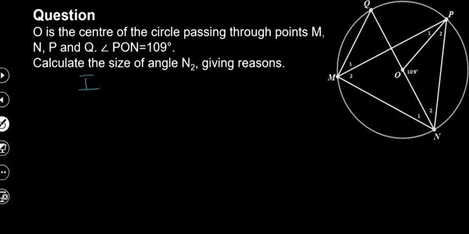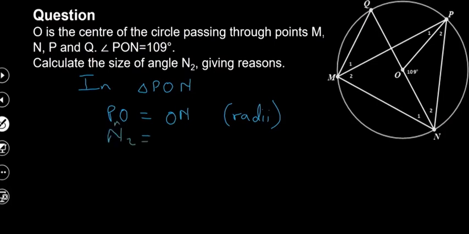So I will say in triangle PON, right? PO is equal to ON. And my reason for this is radii, right? And then I know that it means that angle N2 is equal to angle P2. And my reason, in an isosceles triangle, the base angles are equal, right? But that's not what we say. So I will say angles opposite equal sides.